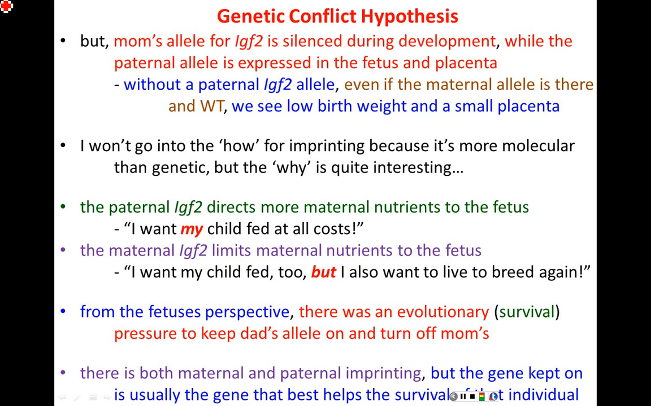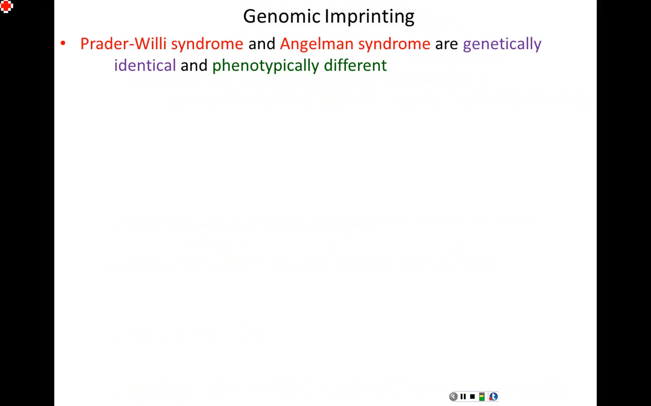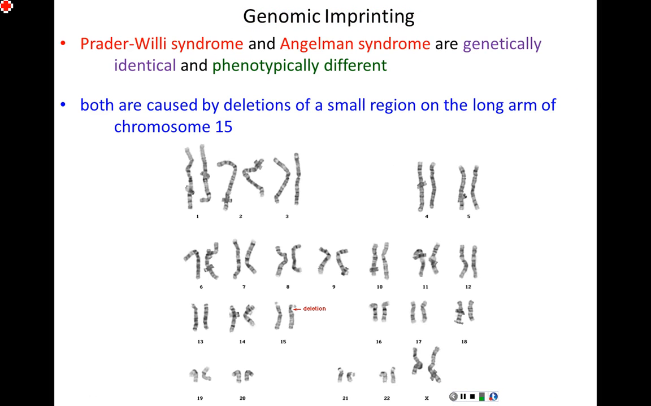This is referred to as the genetic conflict hypothesis, and for good reason, because it is conflict. It is opposing wishes, opposing strategies at that genetic allele level. Really, really interesting stuff. Some other examples of genomic imprinting. Prader-Willi syndrome and Angelman syndrome are genetically identical. So they are based on the same exact genetic condition, but they are phenotypically different. Both of these are caused by identical deletions of a very small region on the long arm of chromosome 15.